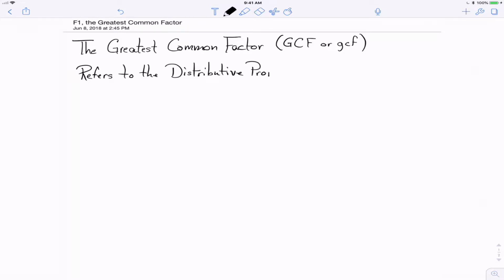So let me write this down. The distributive property in math is written as AX plus AY is the same as A times X plus Y. And we say where A is the GCF, the greatest common factor.